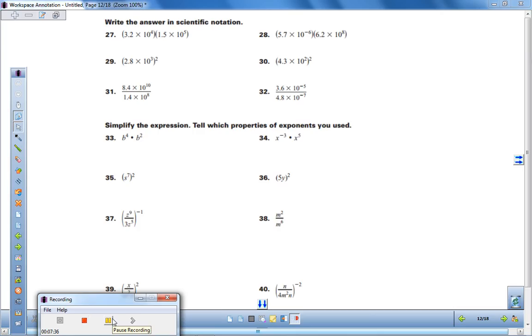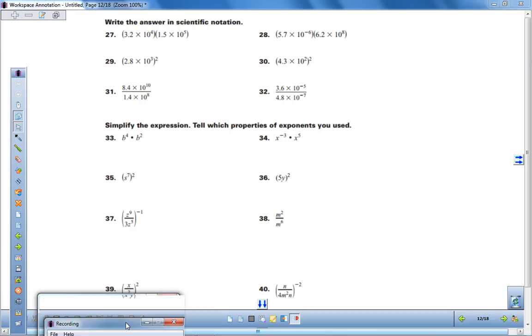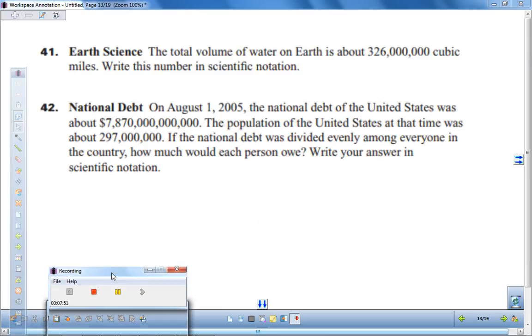Alright, here's 27 through 40. And again, this matches up to your note-taking guide, lesson 4.1. Okay, then here's problems 41 and 42. Once you've completed the note-taking guide on this section, you can retest or reassess on standard MM2A2A. If you have any questions, you can ask during class, or I'll be happy to answer your questions.